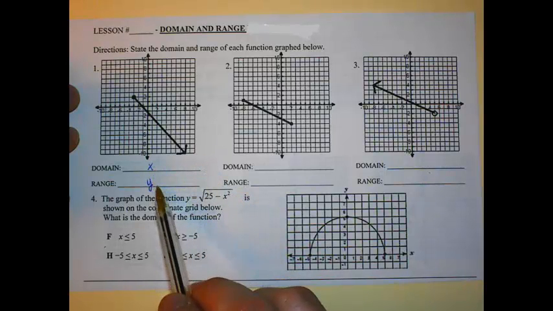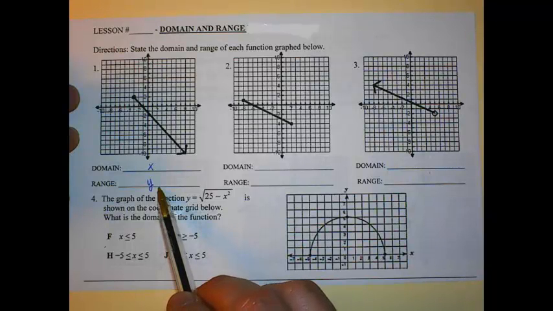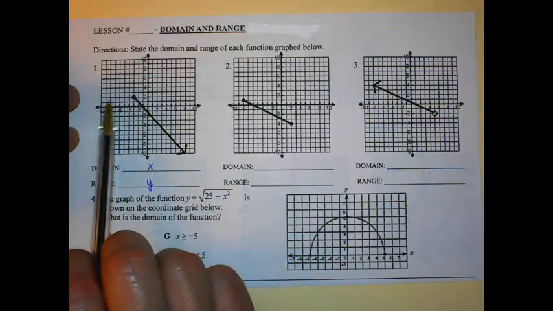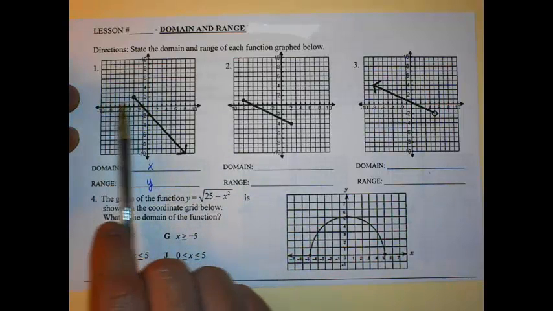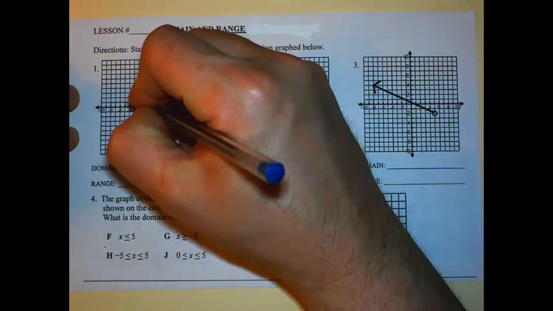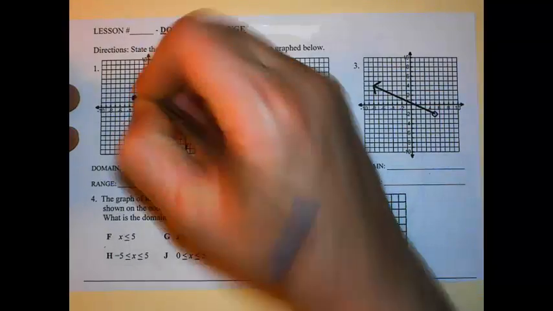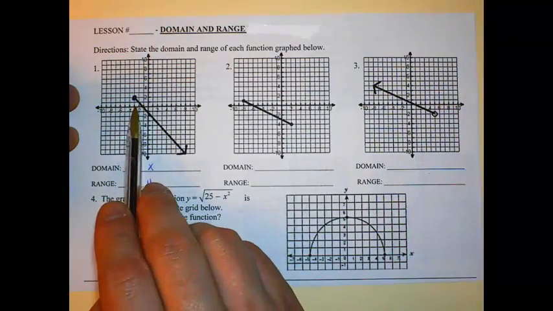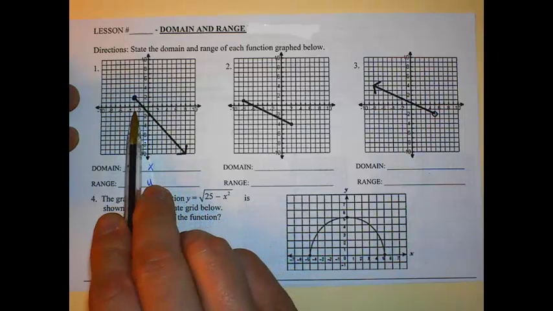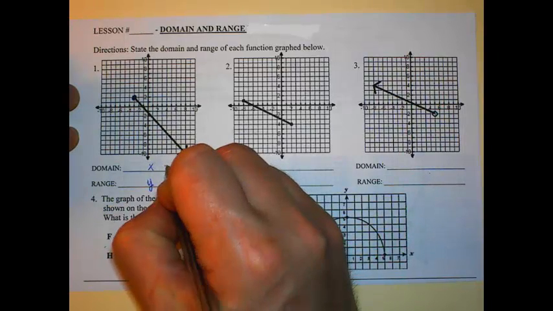That means your domain and range will have one number. That number will be where this arrow starts. If you notice, the arrow starts at this particular point. And what is the x value of this starting point? The starting point for x would be -3.